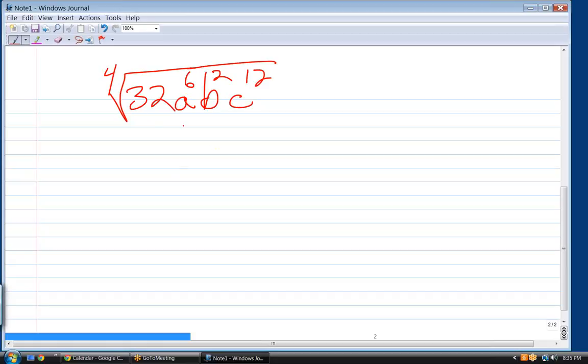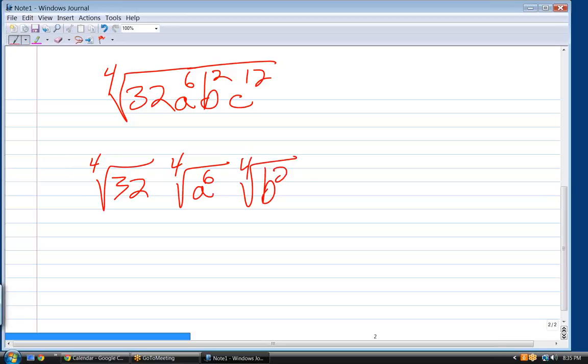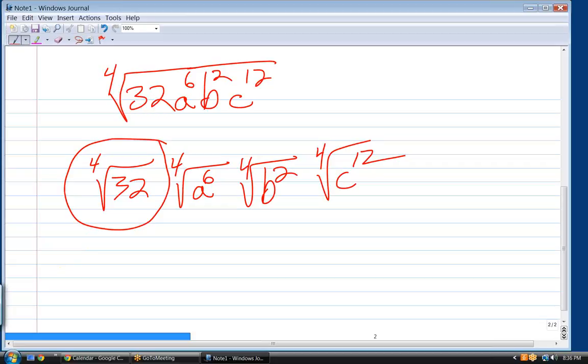Take each one of these variables separately. In other words, I could, if I chose to, write this as the fourth root of 32 times the fourth root of a to the sixth times the fourth root of b squared times the fourth root of c to the 12th. Let's handle each one separately. What's the fourth root of 32? What number, when multiplied by itself 4 times, is equal to 32?